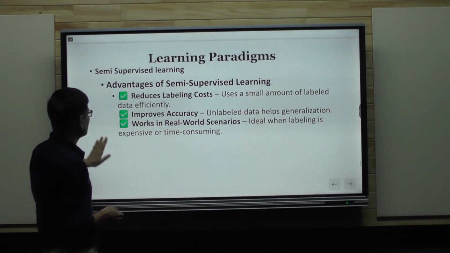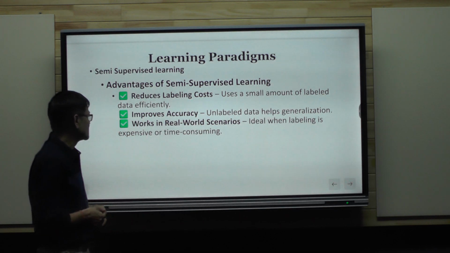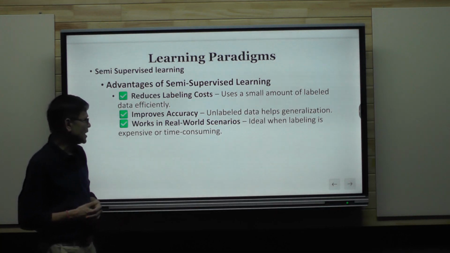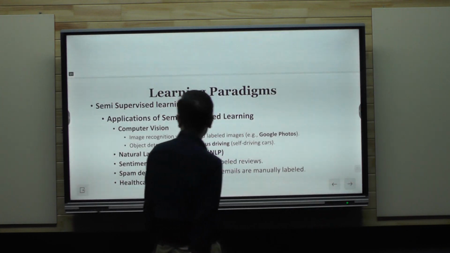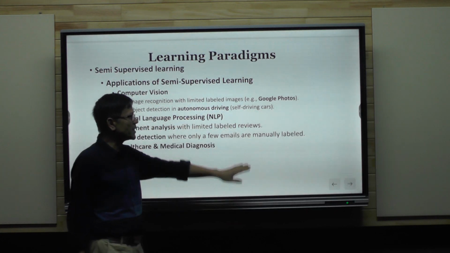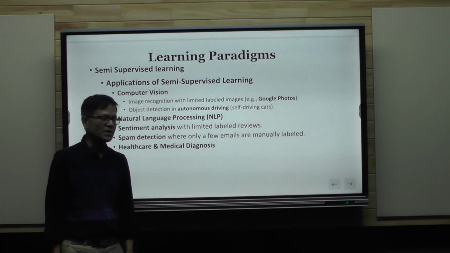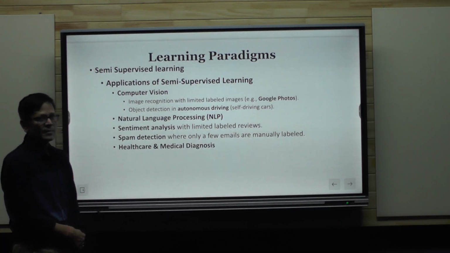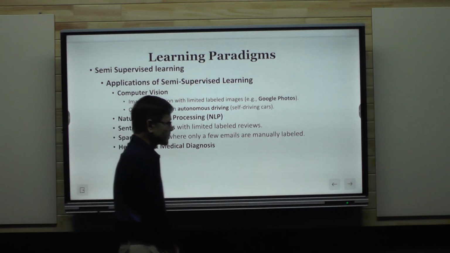So let's see what the advantages of semi-supervised learning are. It reduces the labeling cost, improves the accuracy, and works in real world scenarios. It is ideal when labeling is expensive or you have a limitation of budget and time. Applications include computer vision, image detection with limited labeled images like Google Photos, object detection in autonomous driving, self-driving cars, natural language processing, sentiment analysis, spam detection, and healthcare and medical diagnosis. So these are the application areas.